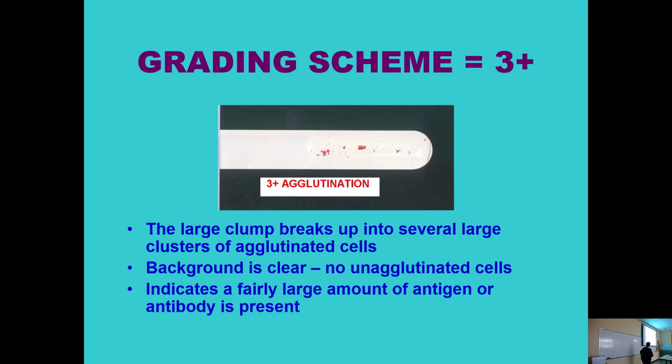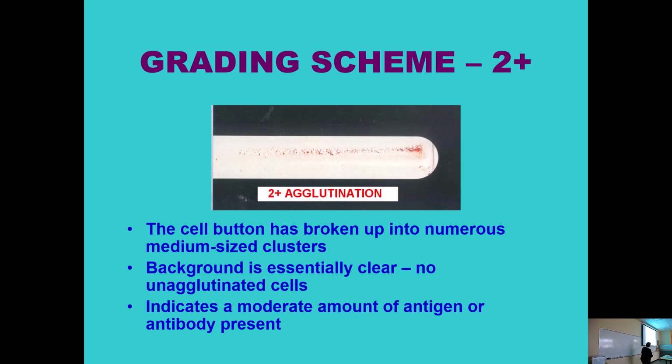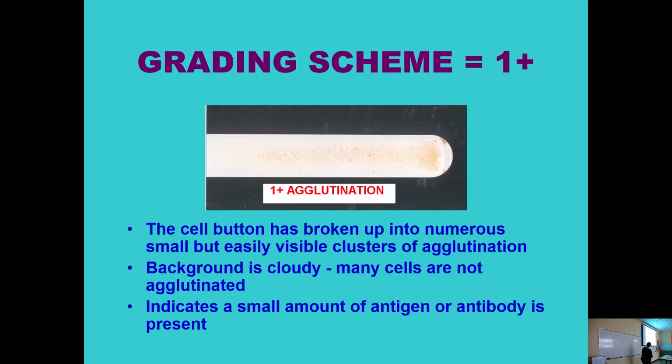3+, the large clump is going to break up into several large clusters, but see how the background's still pretty clear, no unagglutinated cells? This indicates a fairly large amount of antigen, but it's not a full 4+. You got some larger ones, it's a 3. Now we're down to a 2+. You got lots of medium-sized clusters, but your background is still pretty clear. Indicates a moderate amount of antigen or antibody.